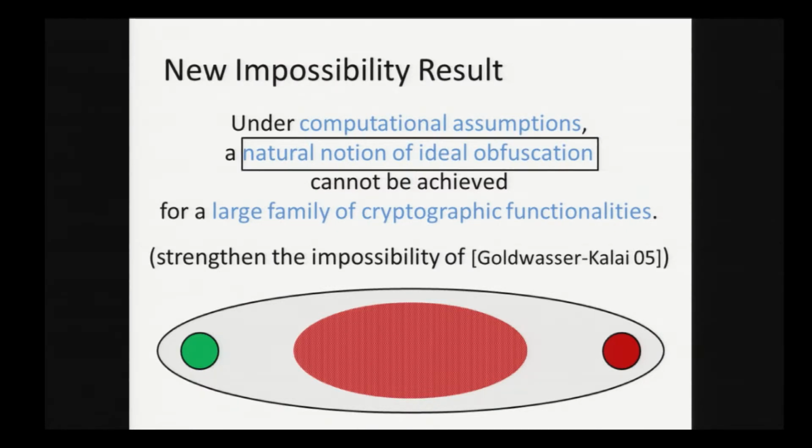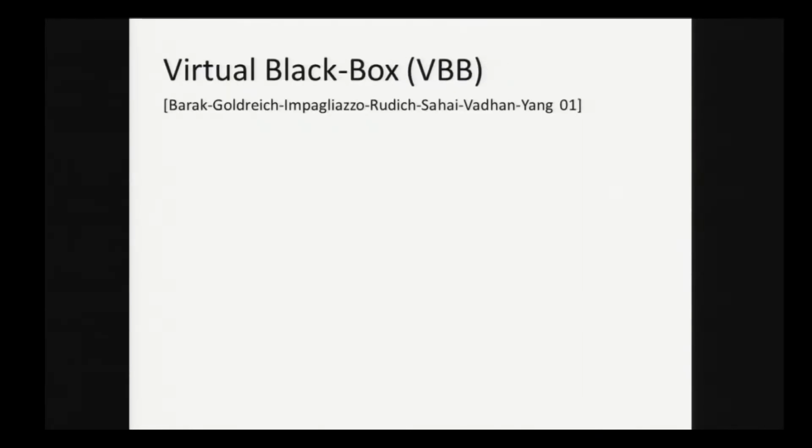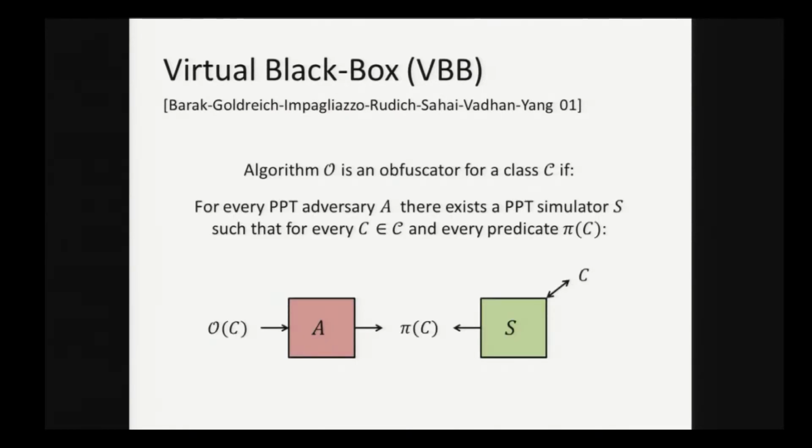Let's start by defining the natural notion of ideal obfuscation that we're going to work with. We'll work with a notion of Barak et al. called virtual black box obfuscation, or VBB. The intuition here is that an obfuscated program should be exactly as useful as a black box that computes the program for you. Formally, we say that an algorithm O is a VBB obfuscator for a class of programs if for every efficient adversary, there exists an efficient simulator such that for every program in the class and for every predicate of this program, whenever an adversary can learn the predicate from the obfuscated program, the simulator can learn the same predicate given only black box access to the program.